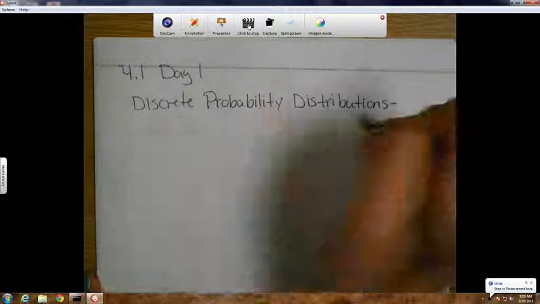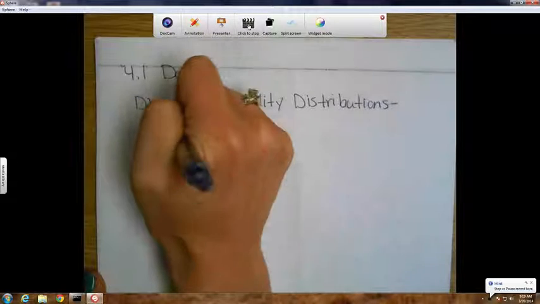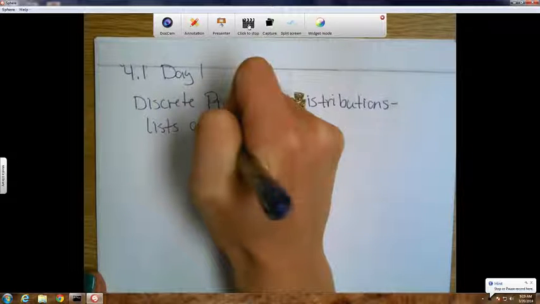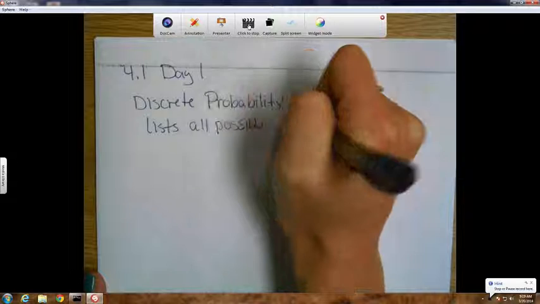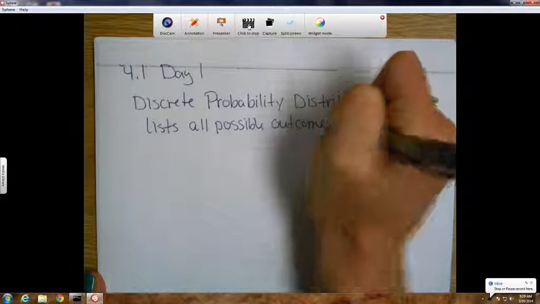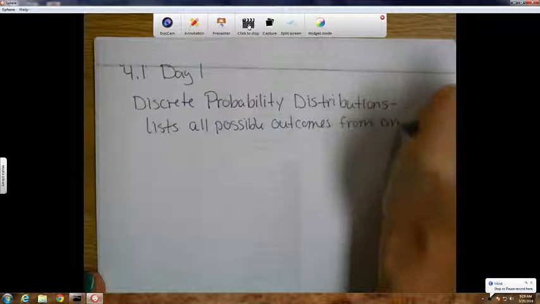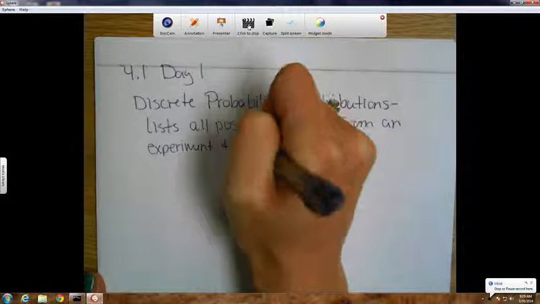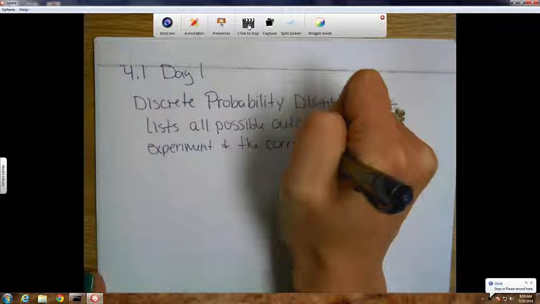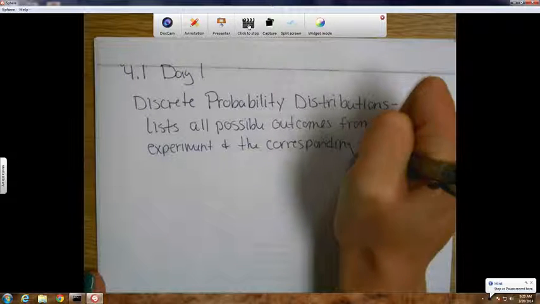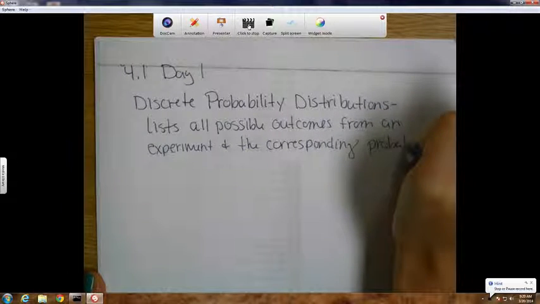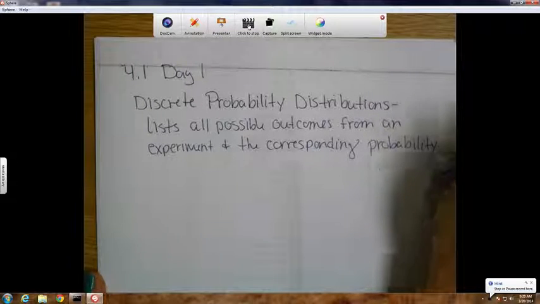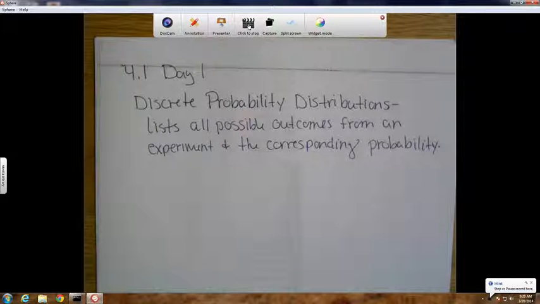So, a discrete probability distribution lists all possible outcomes from an experiment and the corresponding probability. Okay. And that's really what a probability distribution is. What makes it a discrete probability distribution is whether the outcome is, well, I'll talk about it right now, discrete versus continuous.